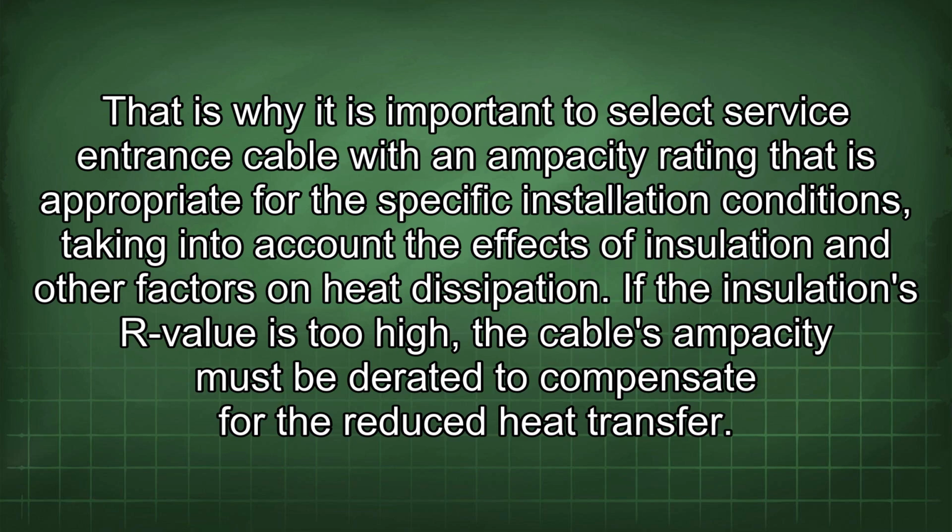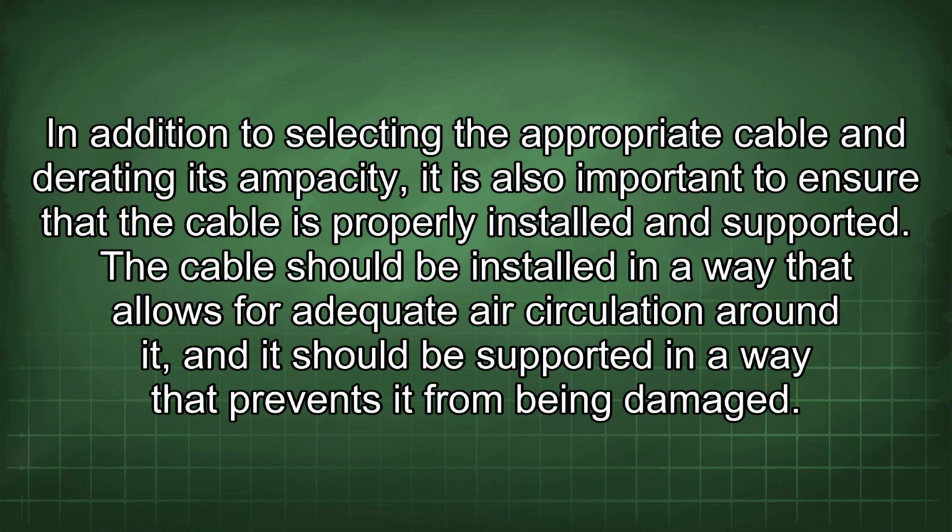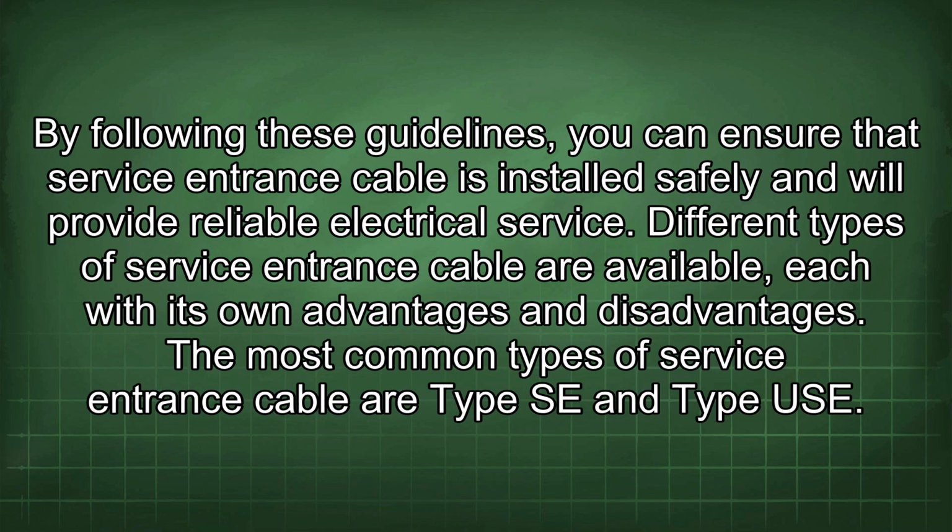If the insulation's R value is too high, the cable's ampacity must be derated to compensate for the reduced heat transfer. In addition to selecting the appropriate cable and derating its ampacity, it is also important to ensure that the cable is properly installed and supported. The cable should be installed in a way that allows for adequate air circulation around it, and it should be supported in a way that prevents it from being damaged. By following these guidelines, you can ensure that service entrance cable is installed safely and will provide reliable electrical service.